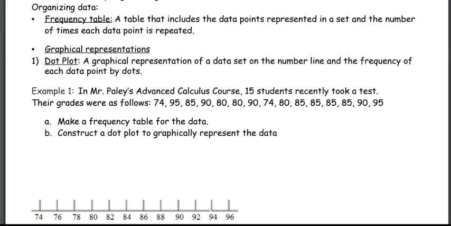Hi guys, in the last lesson we talked about organizing data and we said we can use frequency tables to organize data. A frequency table, just a reminder, is a table that includes the data points represented in a set and the number of times each data point is repeated. And we said it has two columns, one for the data point and the other one for the frequency. That means how many times that data point appears in the set.